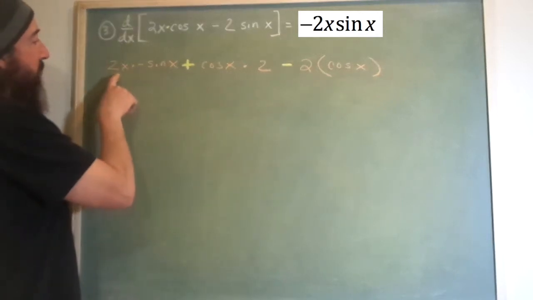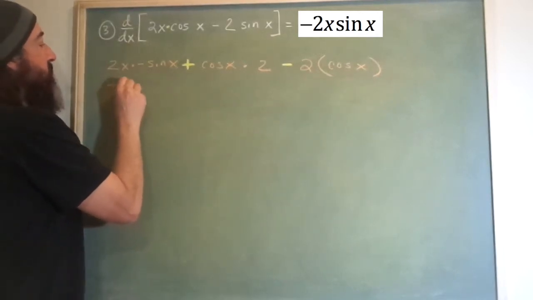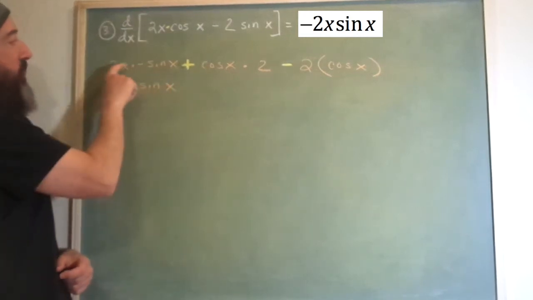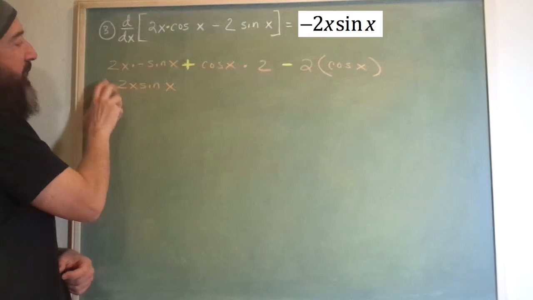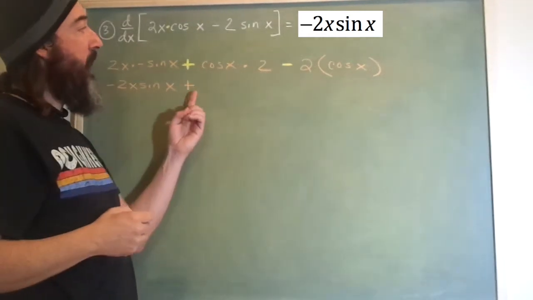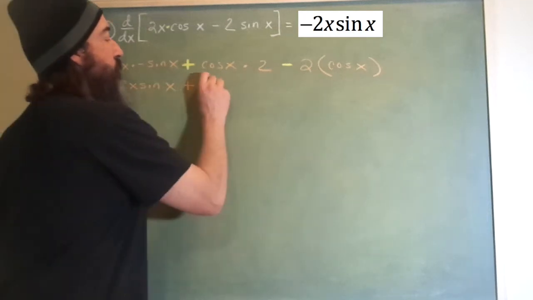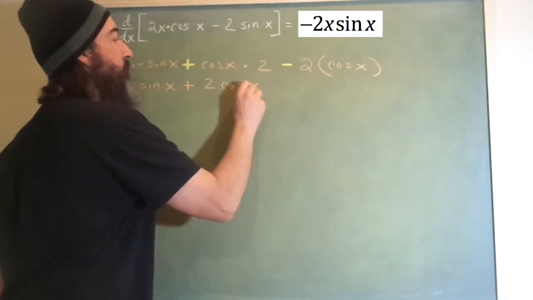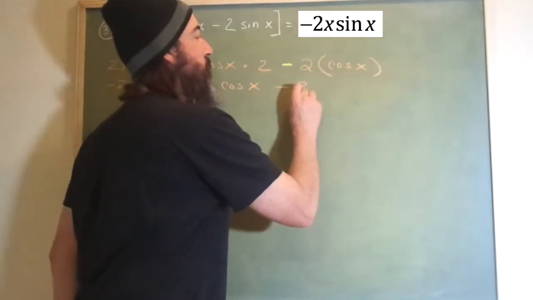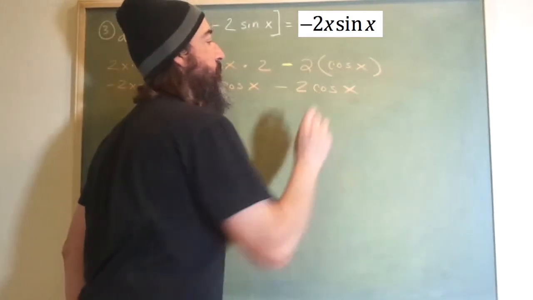I'm going to say 2x times negative sine x is negative 2x sine x. Of course, a positive times a negative is a negative, and 2x times sine x is 2x sine x. Then I'll add 2 times cosine x, which would be 2 cosine x. And finally, I'll subtract 2 times cosine x, which would also be 2 cosine x.